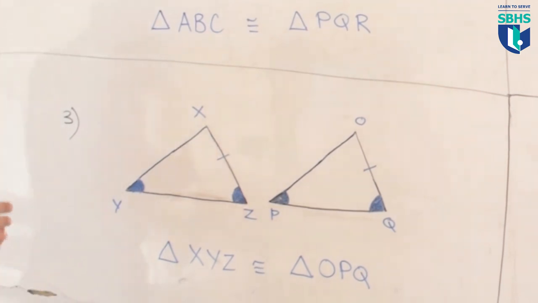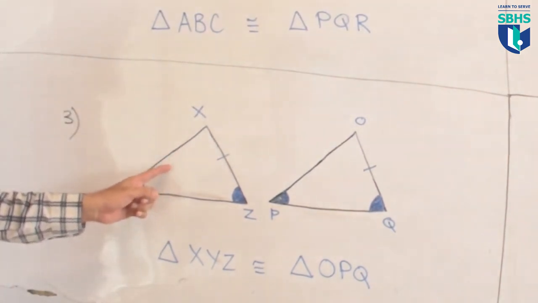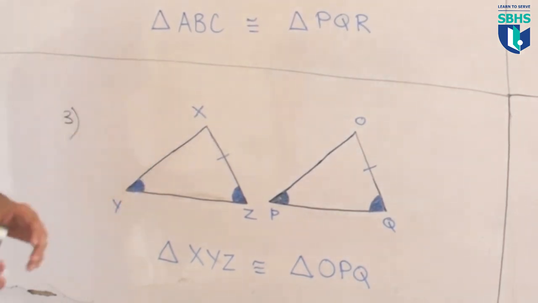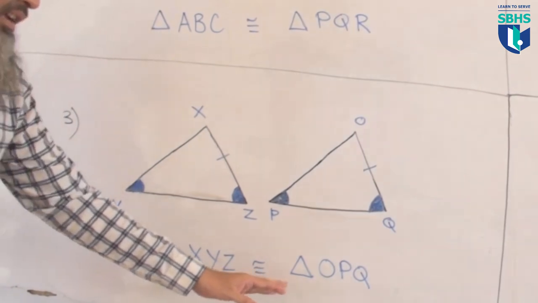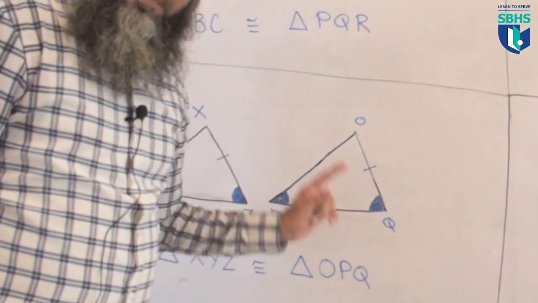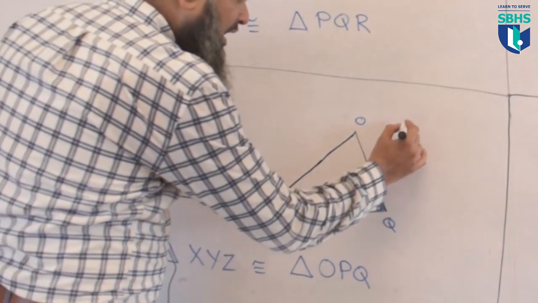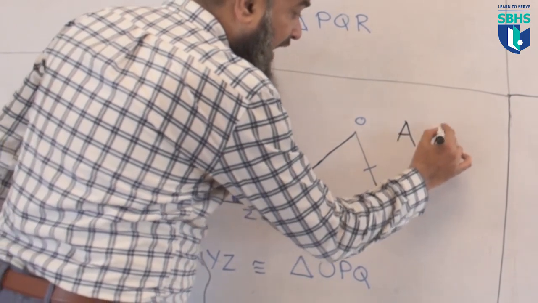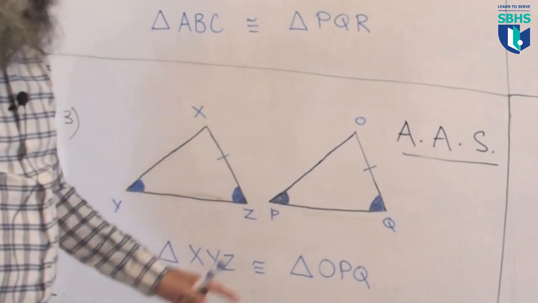So again, if this condition is obeyed, we can say that both the triangles, in our case triangle XYZ is congruent to triangle OPQ. So what theorem does arise here? The theorem that arises here is AAS. Again, AAS. What does AAS mean?